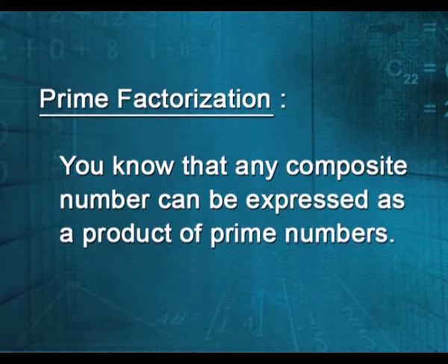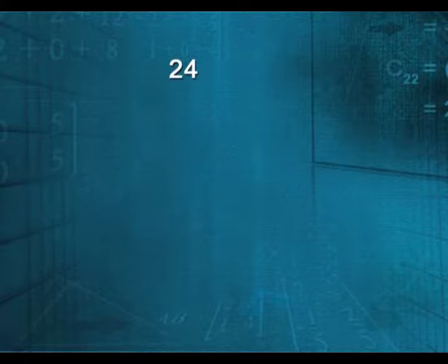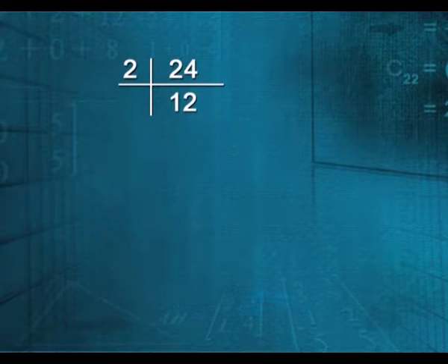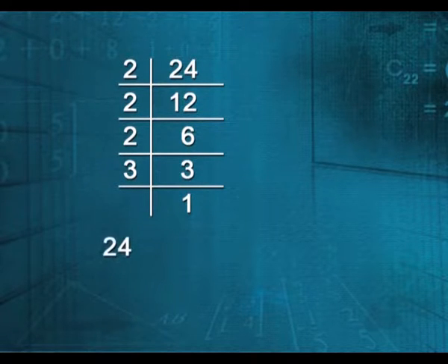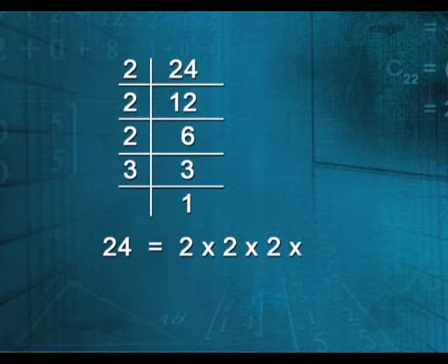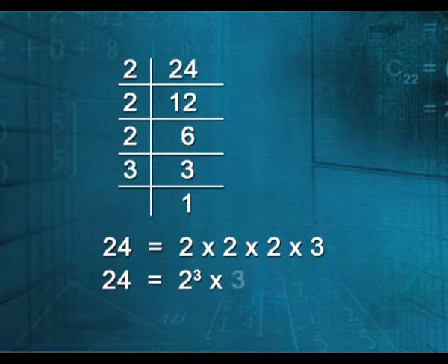For example, if you have given 24 and you want to write 24 in the form of prime factorization, you can divide 24 by 2, you will get 12, then dividing 12 by 2, you will get 6, dividing 6 by 2, you will get 3, dividing 3 by 3, you will get 1. Therefore, 24 can be written as 2 multiplied by 2 multiplied by 2 multiplied by 3. So, 2 how many times we are multiplying? 3 times. Therefore, 24 can be written as 2 raised to power 3 multiplied by 3.